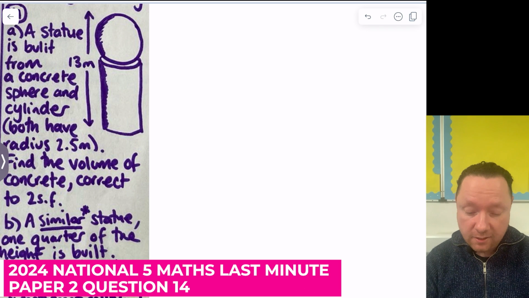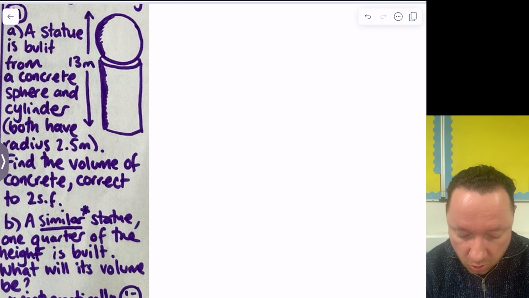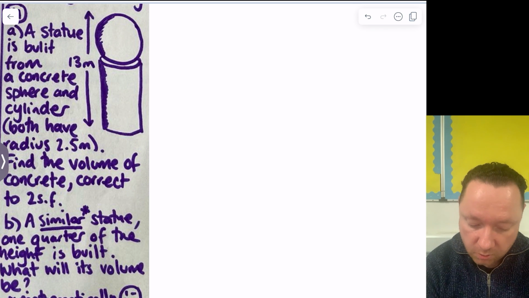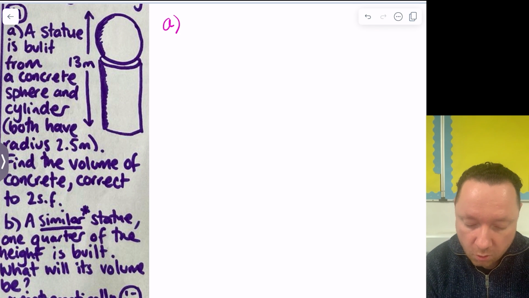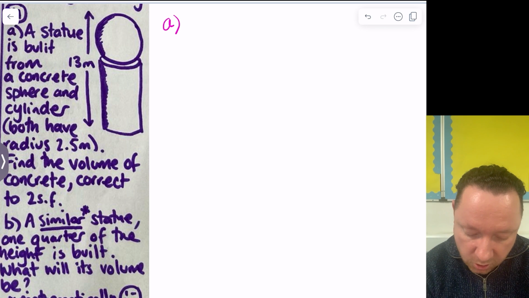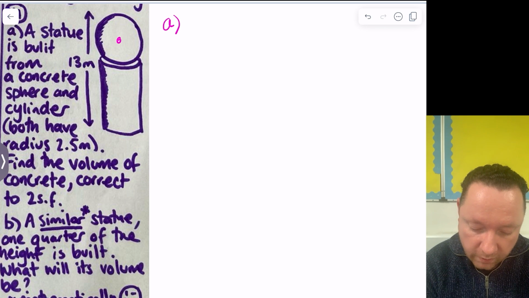Question 14. A statue is built from concrete, a sphere and a cylinder. Both have a radius of 2.5. Find the volume of concrete correct to two significant figures. And then we've got similarity for part B. Let's just do part A. We want the volume. Now it tells us the radius is 2.5. So let me just draw that in.